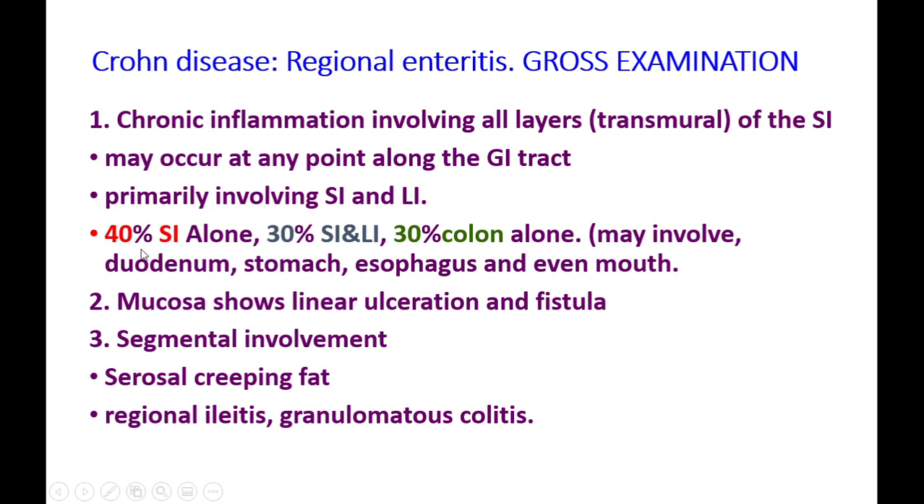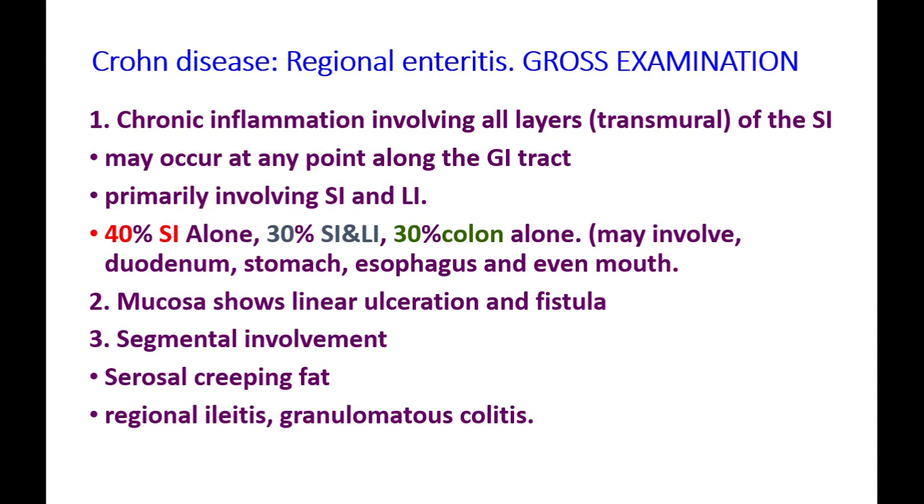In 40% of the cases, it affects the small intestine alone, 30% small and large intestine, and 30% the colon alone, and may involve the stomach, duodenum, esophagus, and even the mouth. The mucosa shows linear ulceration and fistula. Linear ulceration, called fissuring, and fistula formation are features of Crohn's disease.